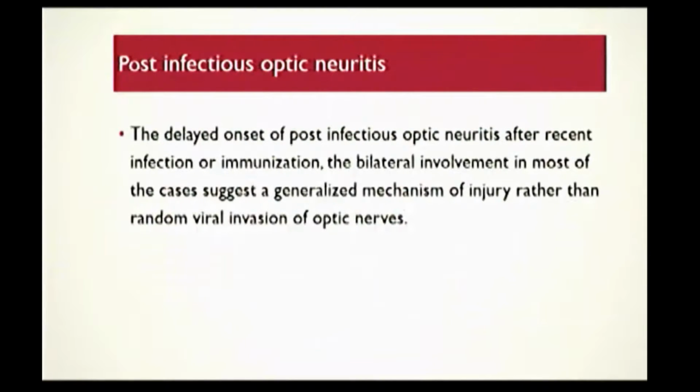The delayed onset of post-infectious optic neuritis after recent infection or immunization, and the bilateral involvement in most of those cases, suggest a generalized mechanism of injury rather than a random viral invasion of the optic nerves. Therefore, we believe that post-infectious optic neuritis is autoimmune rather than a direct invasion of the virus toward the optic nerves.